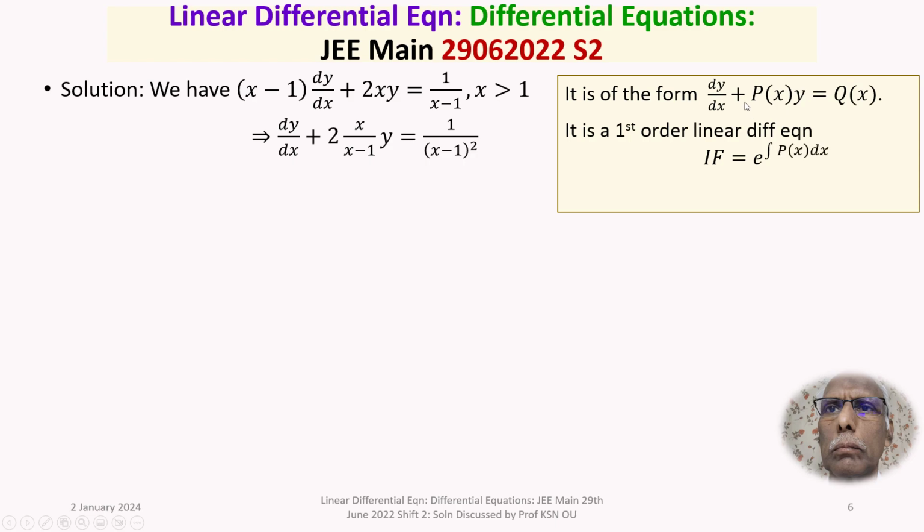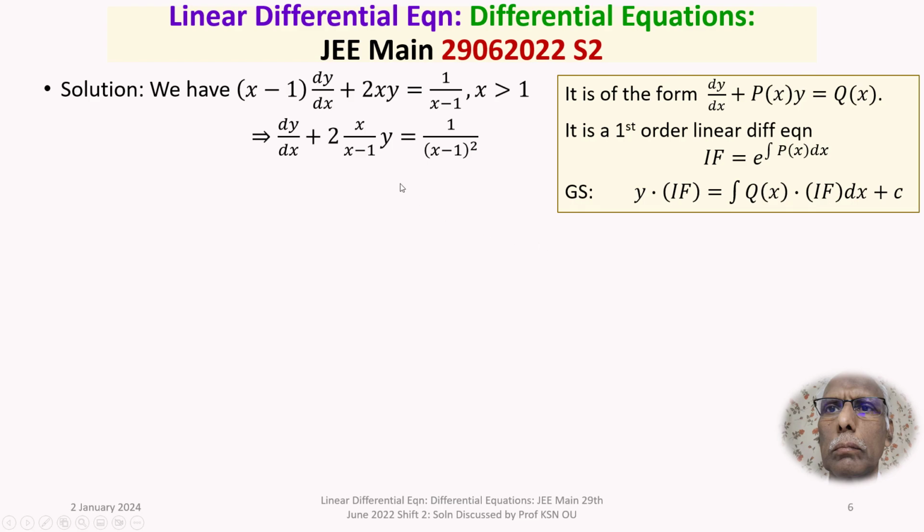Now, it is a first order linear differential equation, and to solve such a differential equation, we find its integrating factor. The integrating factor is given by e^(∫p(x)dx), and the general solution is given by y times the integrating factor equals the integral of q(x) times the integrating factor with respect to x, plus c, where c is the constant of integration to be evaluated later.